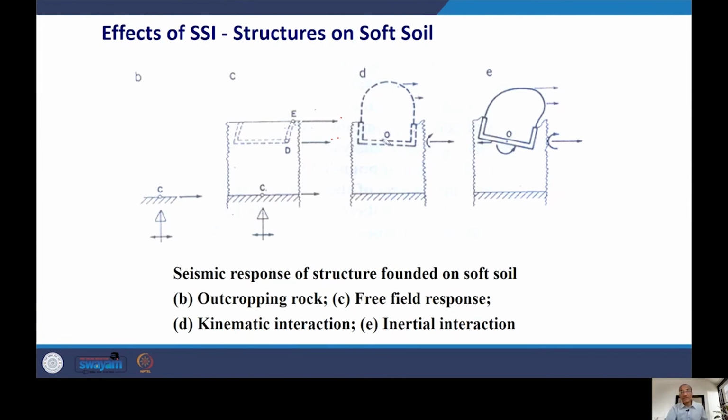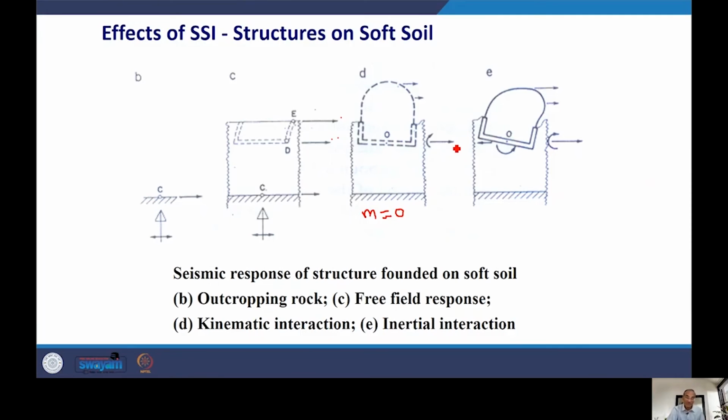For kinematic interaction, one of the conditions is that, let me write it down here, the inertia needs to be 0, so you have mass equal to 0. That means in this step, the SSI system is analyzed with no mass, no inertia, no inertial forces. So it is free field motion at C and D, and it is kinematic interaction.